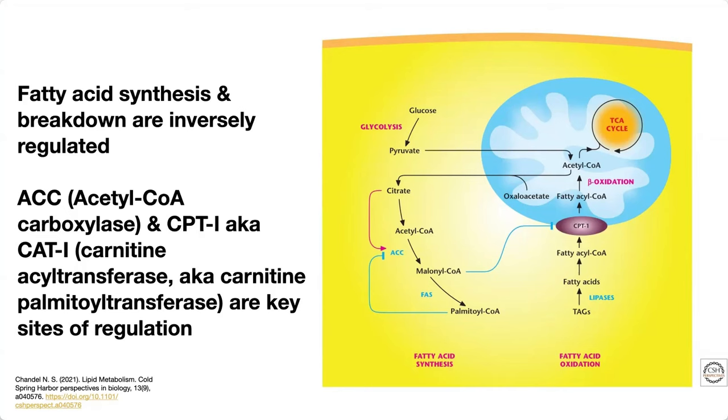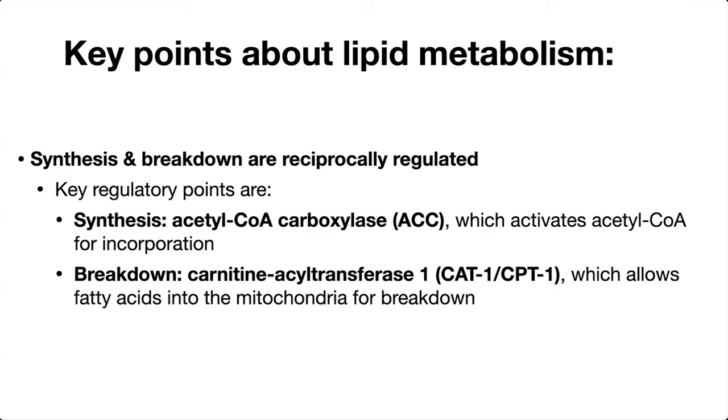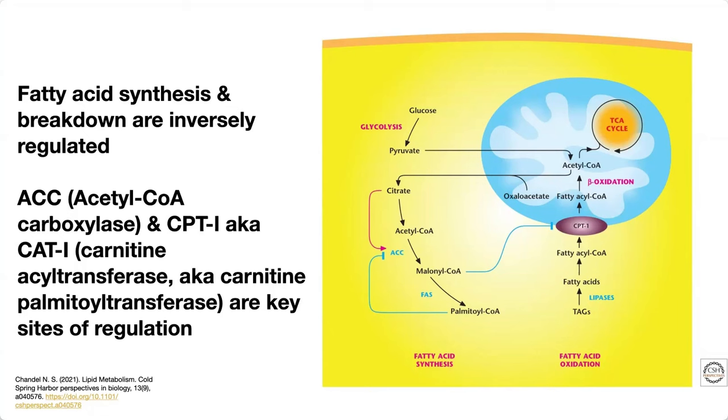Speaking of control, we'll talk about the key regulatory points of lipid metabolism. We'll get a little into the details of the key regulatory points, so keep your eye out for these as we go through. For synthesis, it's going to be acetyl-CoA carboxylase, or ACC, which activates the acetyl-CoA to get incorporated into fatty acids. And for breakdown, it'll be carnitine acyltransferase 1, CAT1, also known as CPT1, which allows fatty acids into the mitochondria to get broken down. As you might imagine, you don't want to be doing both things at the same time, so these are going to be reciprocally regulated in the cells that have both of these processes.